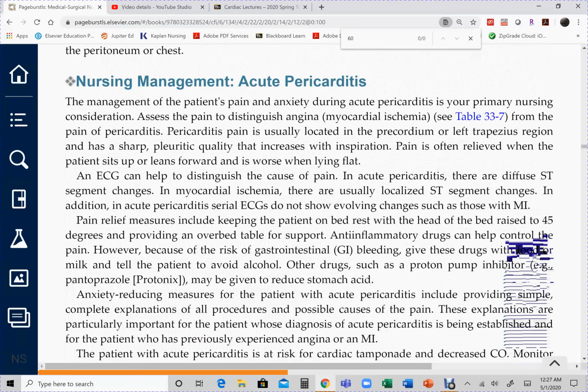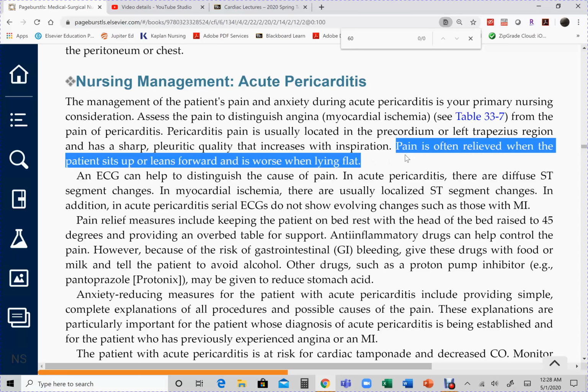The non-pharmacologic management for the pleuritic chest pain is positioning. It was described at the beginning of pericarditis, and it's mentioned here again. Since this position relieves the pain, that's how we relieve it. So we ask the patient to lean over a table, maybe, and then lean forward. Okay.